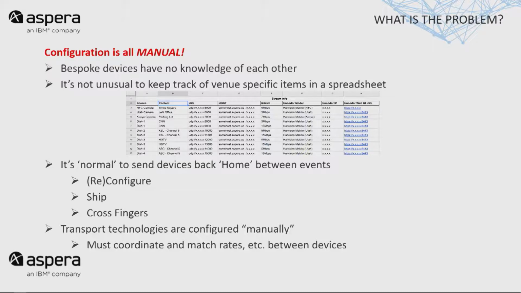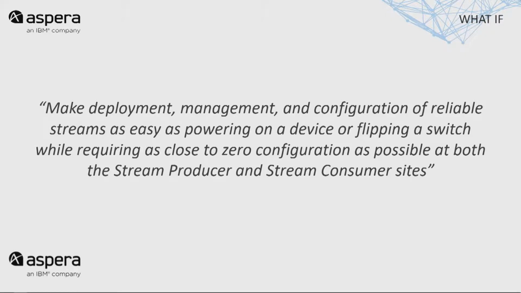One of my personal desires in my professional life is automation. You shouldn't be doing things manually that can be done automatically. So that's part of what endpoint discovery is about, automating that process so you can spend that time looking at QC and making sure the product actually is good, not just getting it up online. So what if we could make all of those things go away? What if we could make deployment, management and configuration of reliable streams as easy as simply plugging it in, turning it on, with as close to zero configuration at both ends, both the stream producer and stream consumer sites?